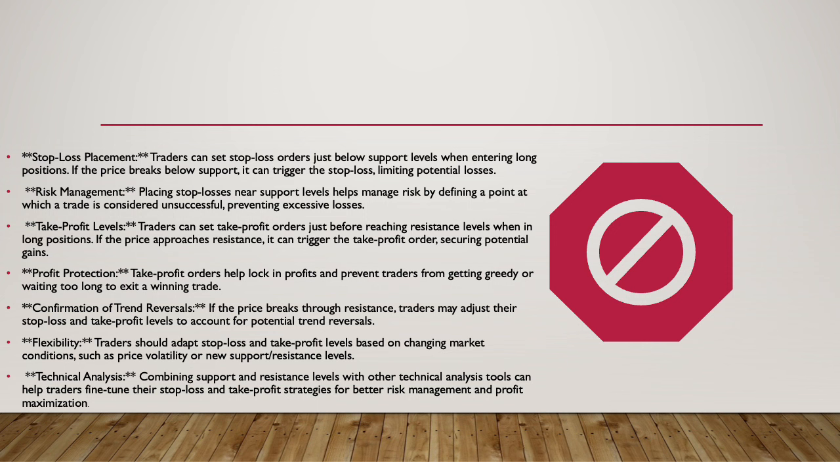Confirmation of trend reversals. If the stock price breaks below support, traders may adjust their stop loss and profit take levels to account for potential trend reversals. Flexibility. Traders should adapt stop loss and profit take levels based on changing market conditions such as price volatility or new support and resistance levels. Technical analysis. Combining support and resistance levels with other technical analysis tools can help traders fine-tune their stop-loss and take profit strategies for better risk management and profit maximization.